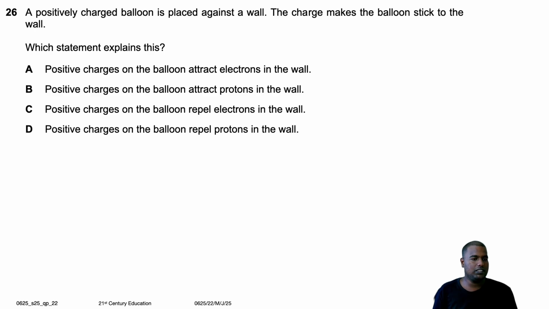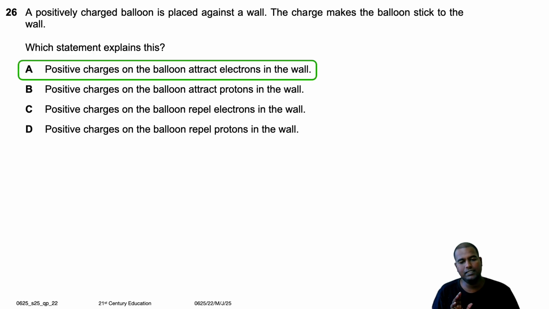A positively charged balloon is placed against a wall. Charge makes the balloon stick to the wall. Positive charges on the balloon attract the electrons in the wall. This is right, theoretically. But this positive charge is the absence of electrons in the balloon. So the net charge of the balloon is positive.